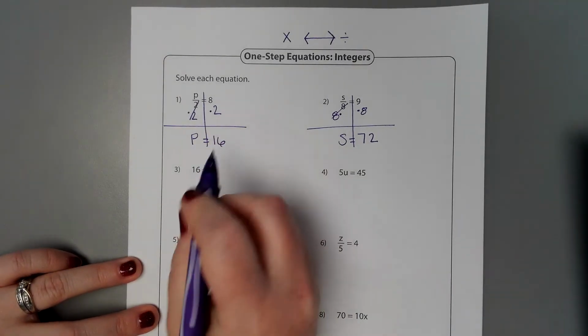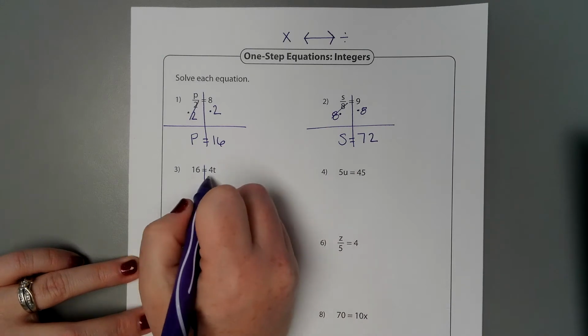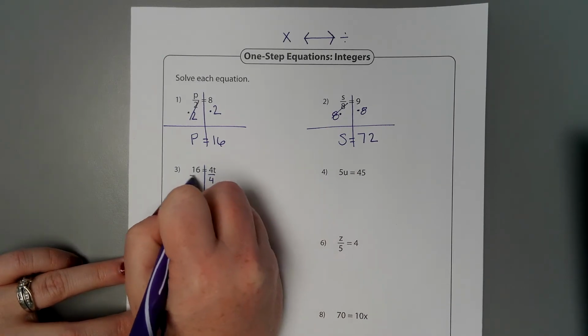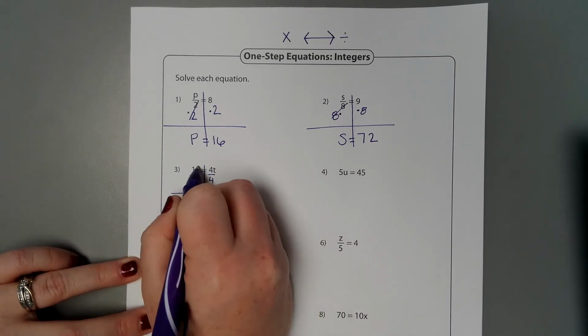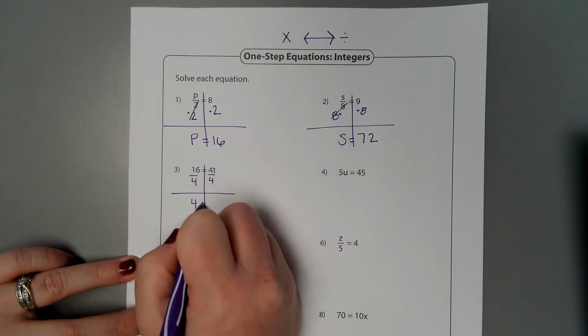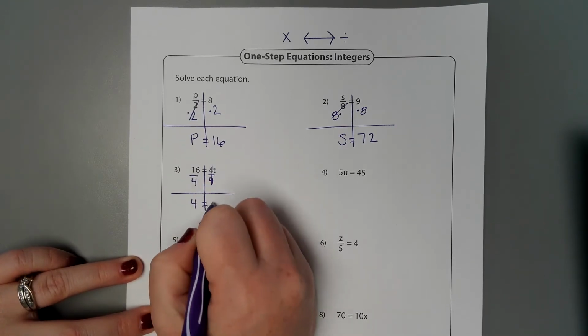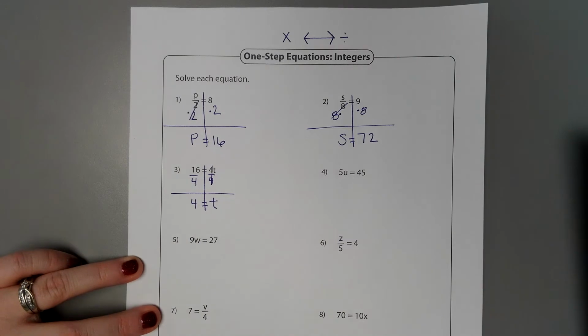16 equals 4 times t. The opposite of multiplying would be to divide. 16 divided by 4 is 4. 4 divided by 4 is 1, leaving us with t.